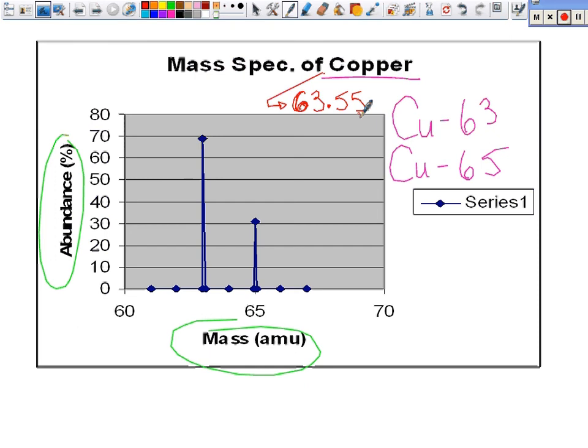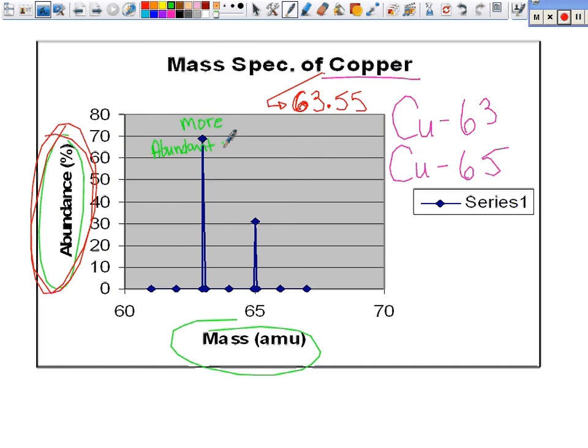What did they also account for? They also accounted for your percent abundance, right? Which one, if you went out in the nature, would you find more often? 63. Very good. So this one is more abundant. Okay. Specifically, how much more abundant? What percentage is 63?